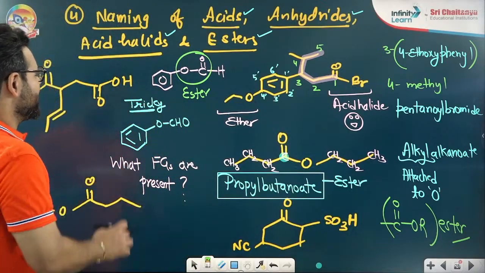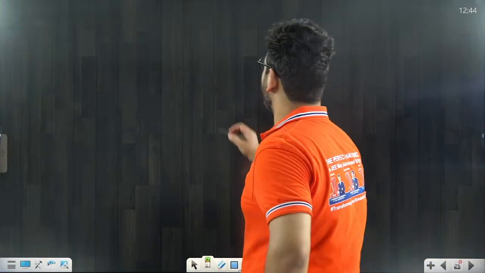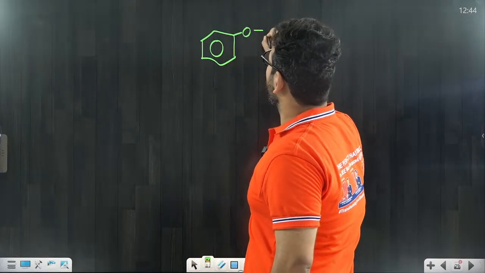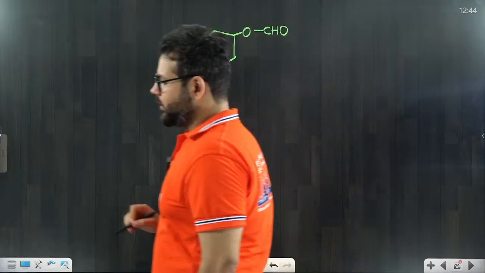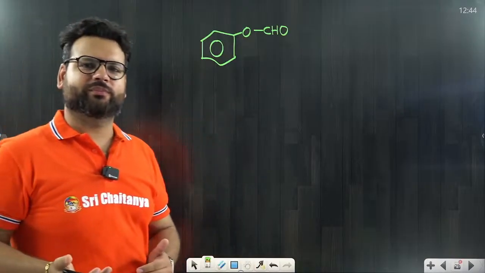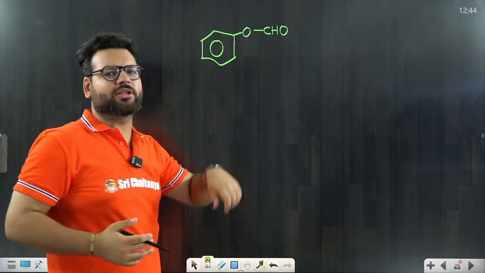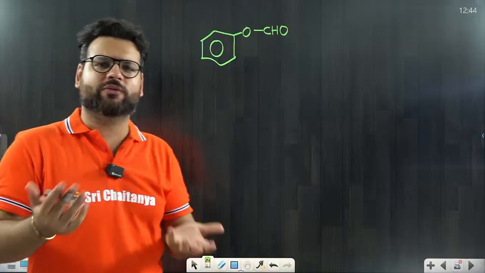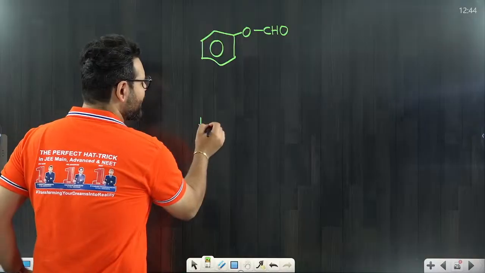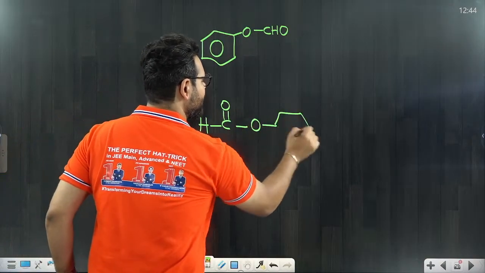Lakshita, benzene OCHO, I wrote it. Okay. I wrote it as benzene OCHO. Just to confuse you, I have written it like this. It's not an aldehyde. How can an aldehyde be attached to oxygen? Have you seen any such functional group? There is no such function. This is ester. Because I can also write it like this. Can I not write it like this? HC double bond O phenyl.